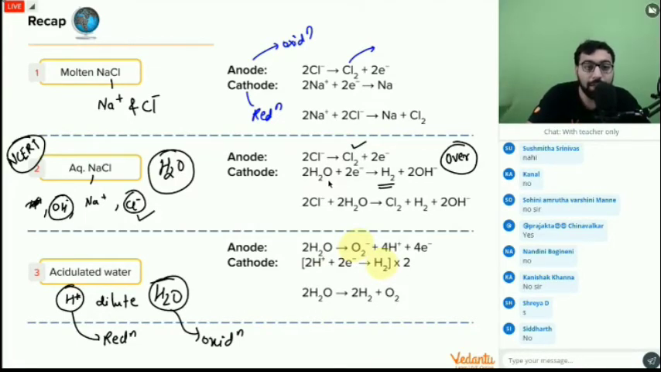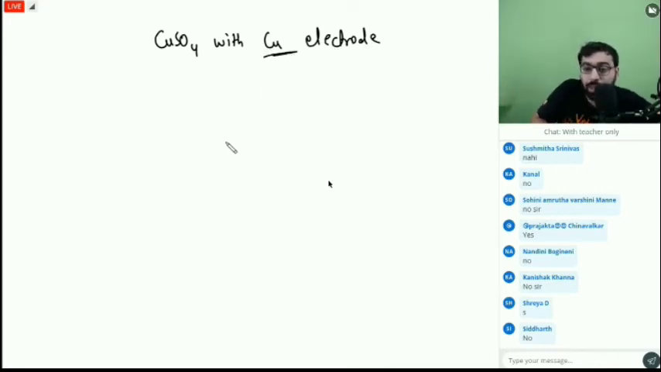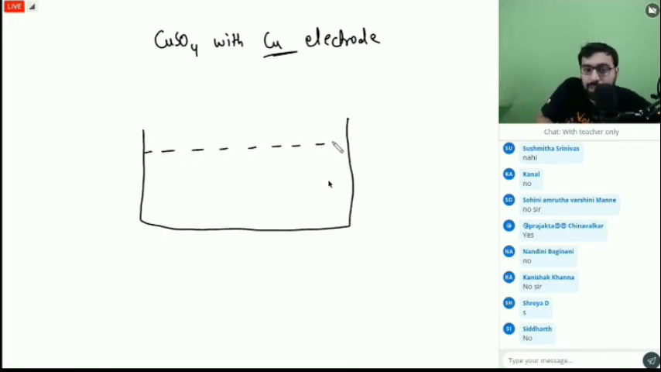After that, we did one case also about copper. So CuSO4 with copper electrode. This is a very special case. Why? In this case, this copper electrodes are reactive electrodes. Copper क्या है? Reactive है. What happens? Let's say if you take a cell, in this cell there is presence of CuSO4. Now you have copper electrodes. Okay, you made the connection.